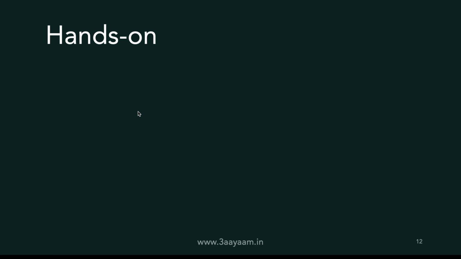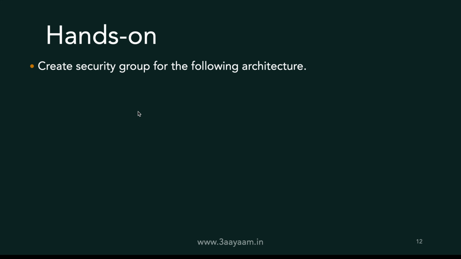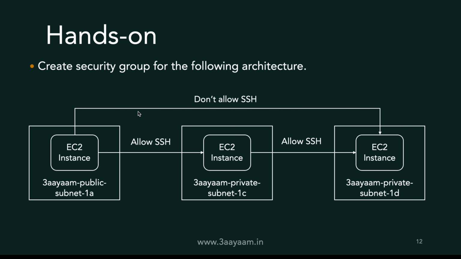So we have seen the security group and how we create one. Let's do some hands-on. We'll create security groups for the following architecture. So this is the architecture. We have the 3IAM public subnet 1A, so there would be one EC2 instance in 3IAM public subnet 1A. There's one EC2 instance in the 3IAM private subnet 1C, and there will be one more EC2 instance in the 3IAM private subnet 1D.